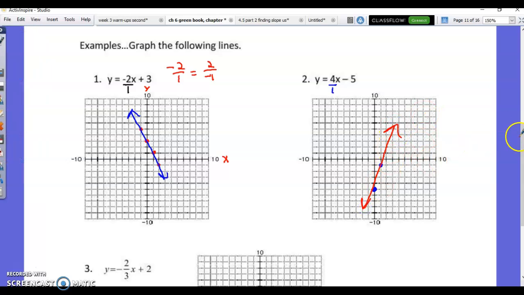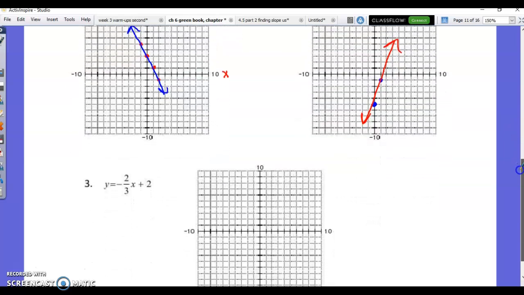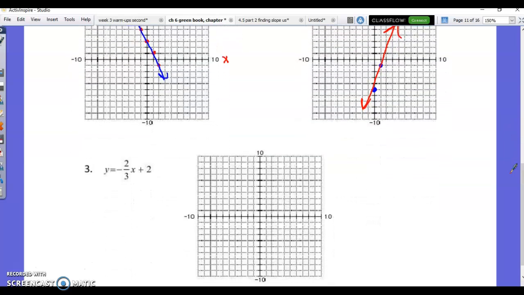All right? This is a case, too, where fractions are kind of our friend, right? Because they tell us which direction to go when we are doing these types of problems. So here's an example where we have -2/3 x plus 2. So this is still in slope-intercept form. We're going to go to our starting point, which is 2. 1, 2, and we put a dot there.